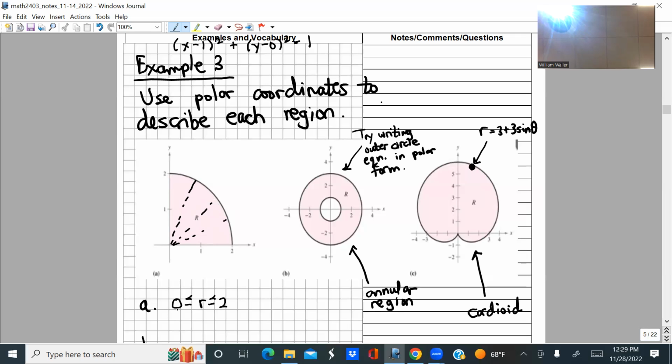But this inequality is not enough, right? Because if you just include this inequality, you would also have points over in the second quadrant, points in the third quadrant, and points over here in the fourth quadrant, because they also have radius values less than or equal to 2. So we also need to specify the angle. What can you see about the angle for all of those points?